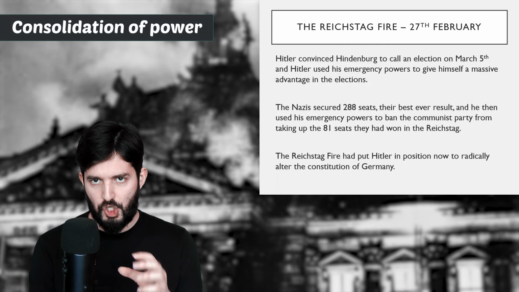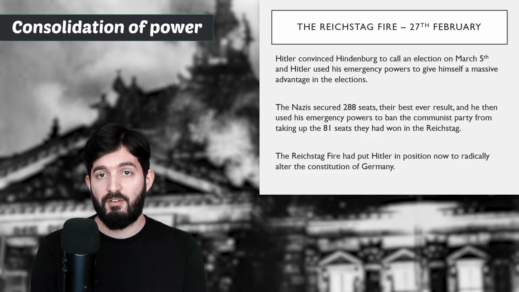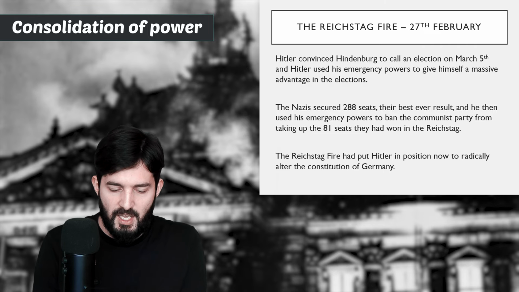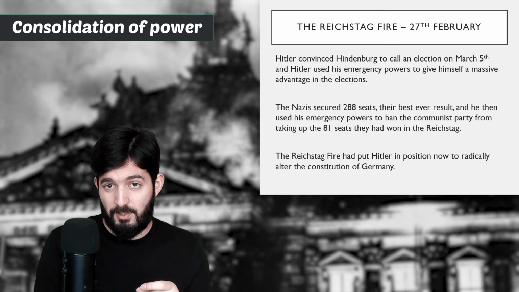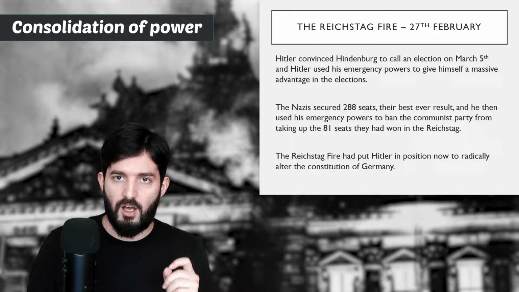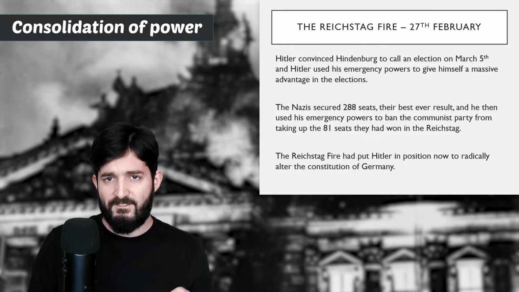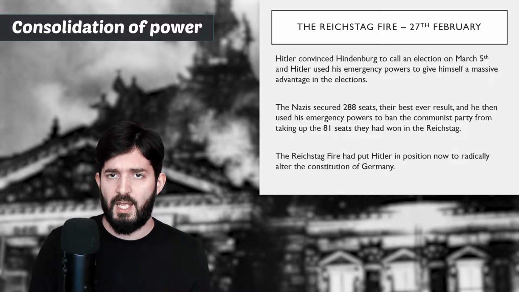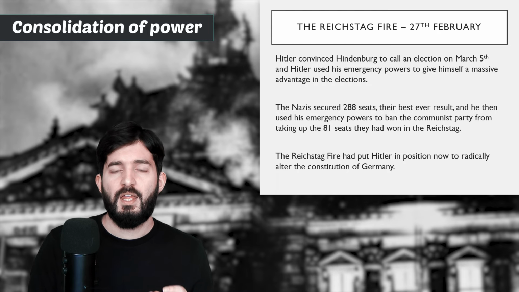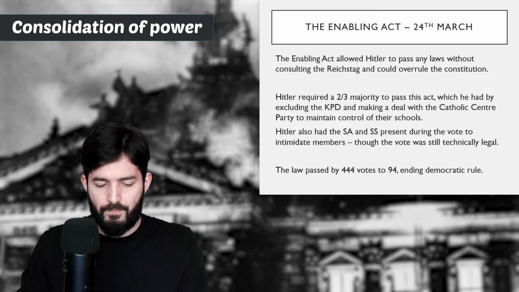So Hitler has 288 seats, he's short of a majority. The Communists have 81, but he bans them from attending, meaning he now de facto has a majority in the Reichstag, because there are 81 seats that are not being taken up. He now finds himself, as a consequence of the Reichstag fire, in a position to radically alter the constitution of Germany. Why is that? If you wanted to make a fundamental change to the constitution of Germany, you needed to have a 2/3 majority in the Reichstag. Okay? Hitler is now in a position to achieve the 2/3 through a variety of methods and measures.